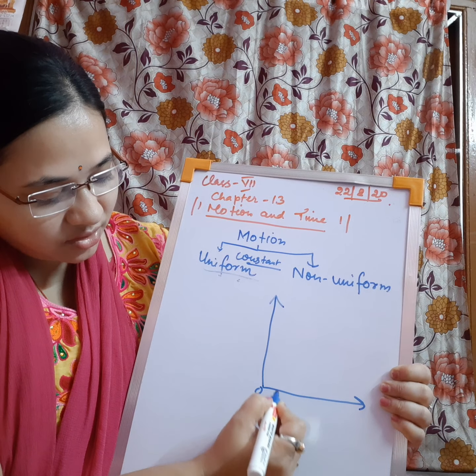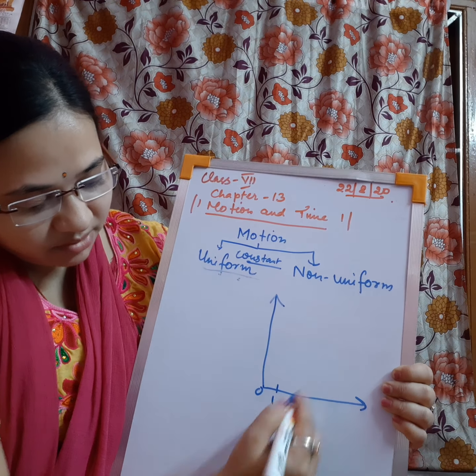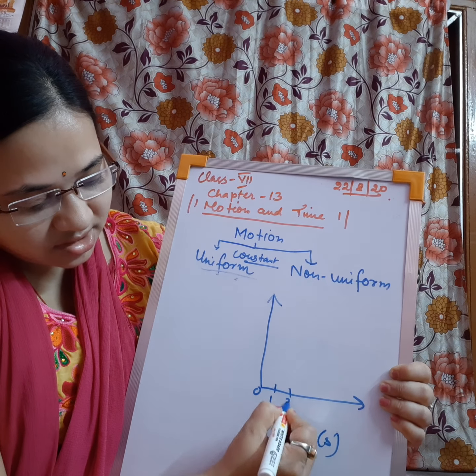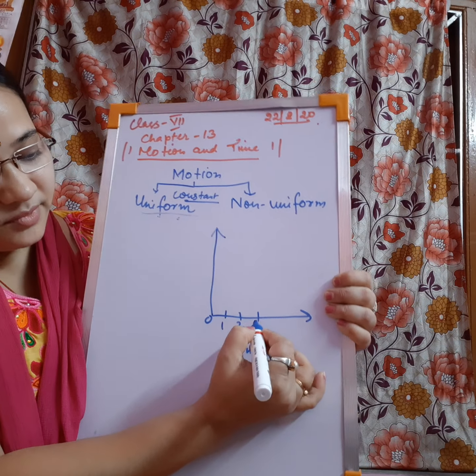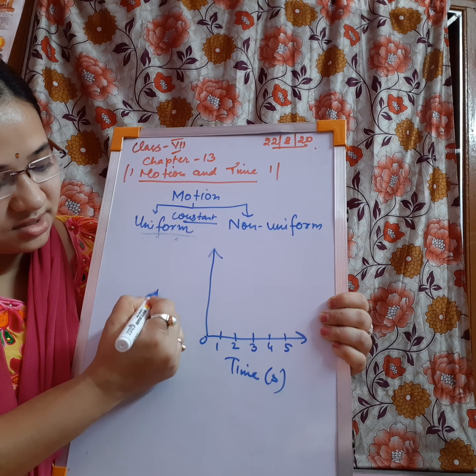Suppose again 0, first, second, or let me write this time. Time is in terms of seconds. So first, second, third, fourth, fifth seconds. And this is distance.